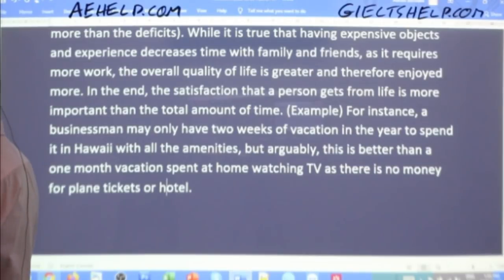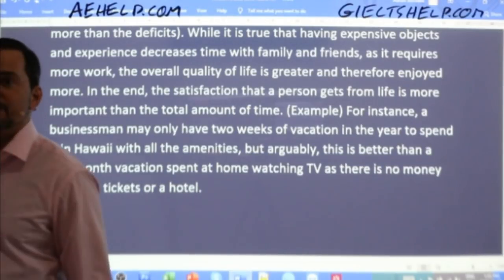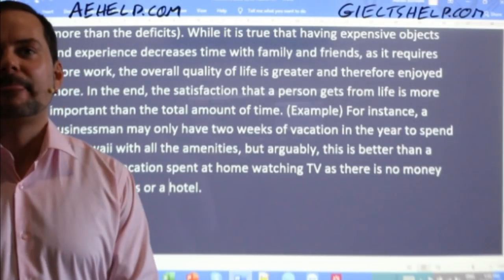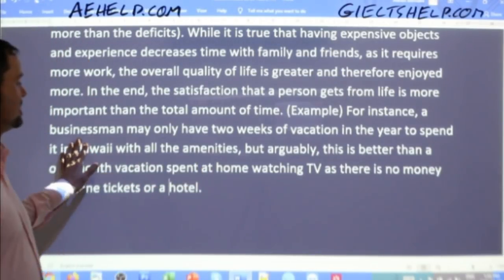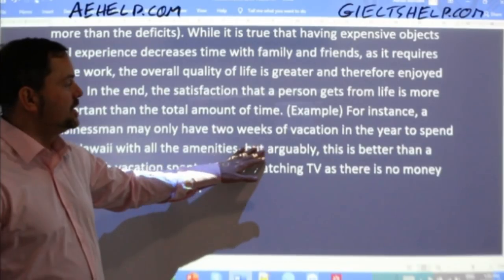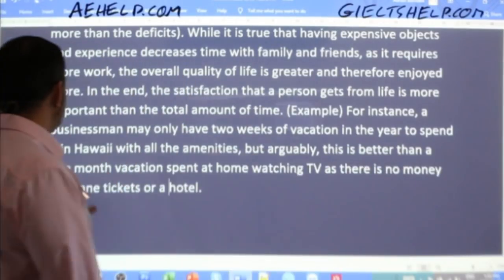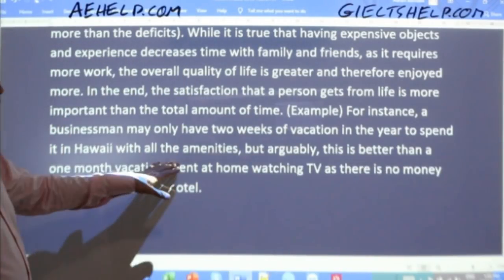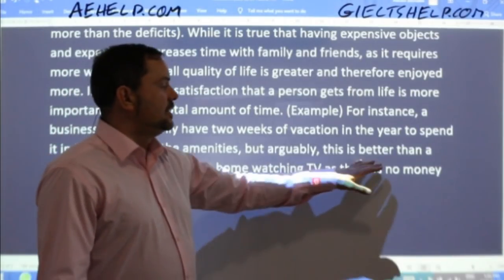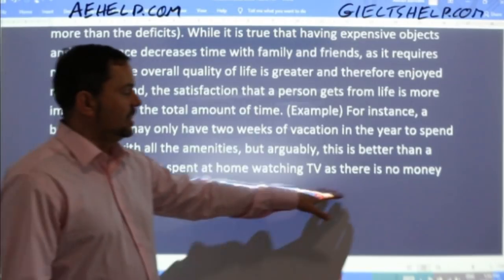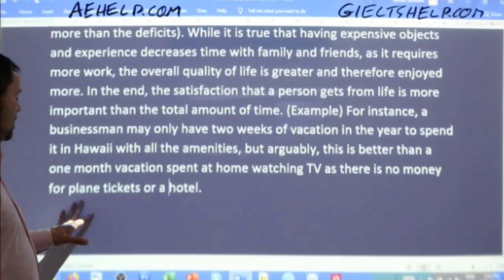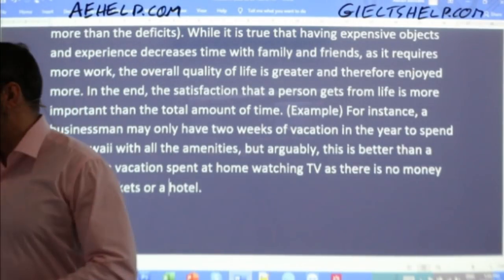All right. So again, very, very visual, right? Here we go. My example, for instance, a businessman may only have 2 weeks of vacation in the year to spend in Hawaii with all the amenities, but arguably this is better than a 1 month vacation spent at home watching TV, as there is no money for a plane ticket or a hotel.